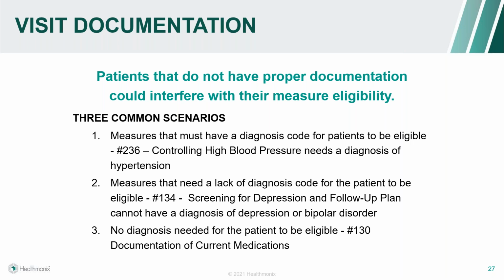Other measures, like measure number 134, depression screening, you actually need the lack of a diagnosis for depression or bipolar order to count for that one. And then there are measures where there's no diagnosis needed. Many of your common measures, your flu vaccine, your pneumonia vaccine, advanced care plan, as well as your colorectal screening, breast screening, documentation of current medications. You don't need any type of diagnosis to be eligible for that measure.